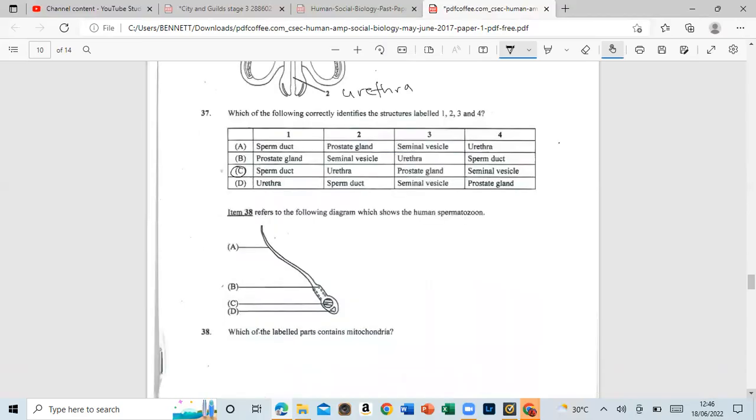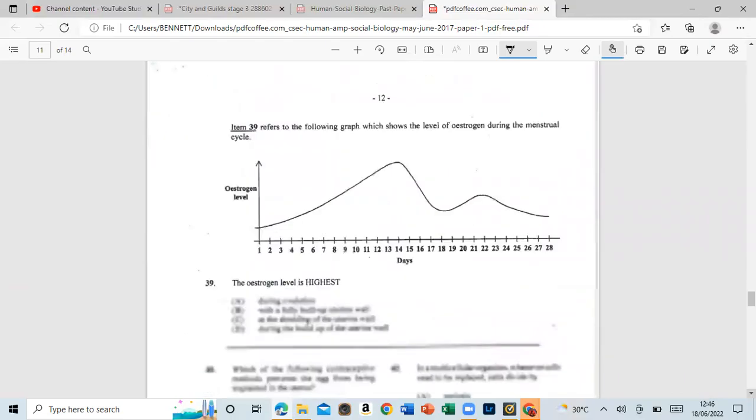38 refers to the following diagram, which shows a human spermatozoon. Which of the labeled parts contains the mitochondria, or the energy? And that is B. 38 is B. All right, so let's move on to 39.